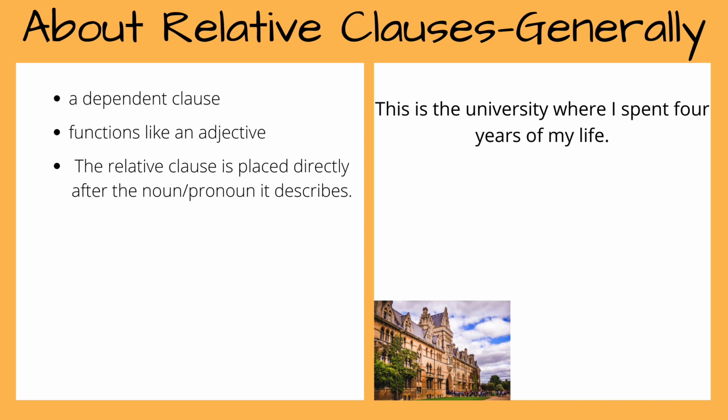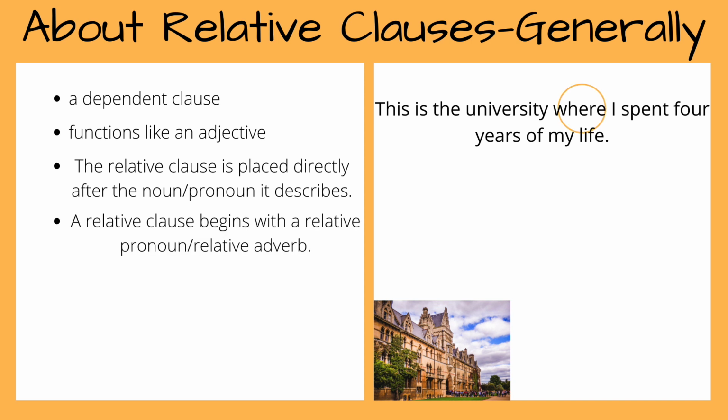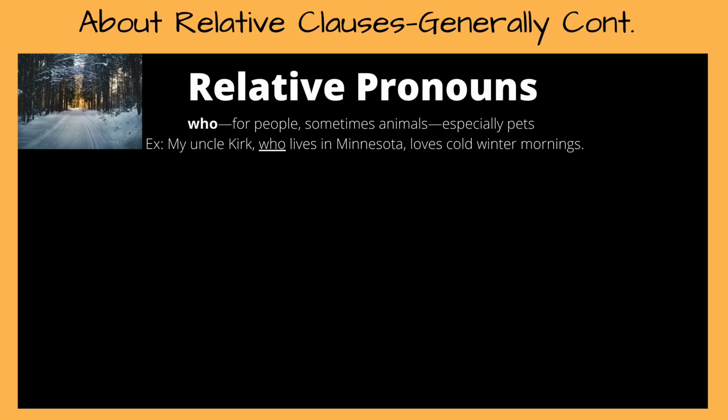Okay? And the very last important point, the relative clause begins with a relative pronoun. All right, and these are our relative pronouns. Who for people, but we also sometimes use it for animals, especially when that animal is a pet. You know, people like to humanize their pets, so sometimes we do use it for animals. My Uncle Kirk, who lives in Minnesota, loves cold winter mornings.